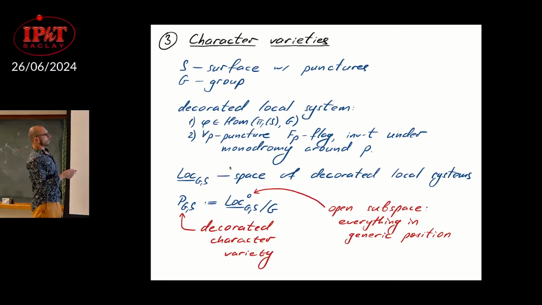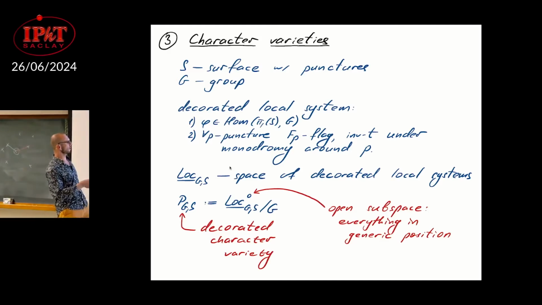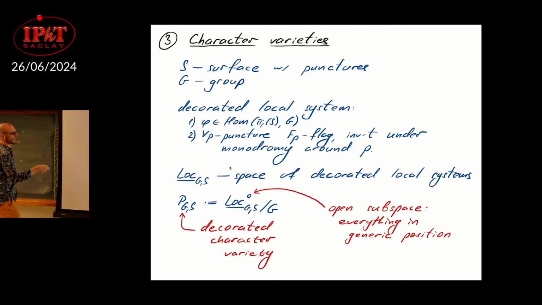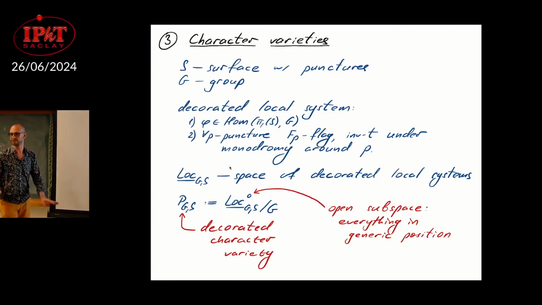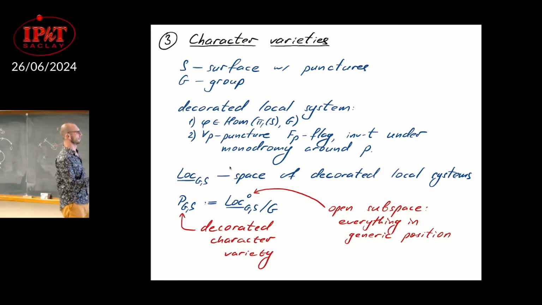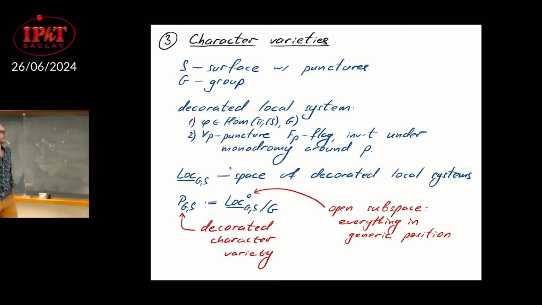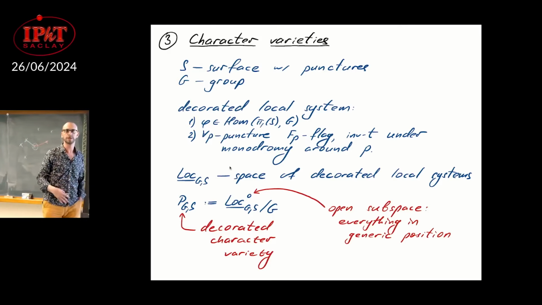Then this Loc_{G,S} is just space of such local systems, and P_{G,S} is a moduli space. So I just take all these local systems and mod out by group. And this little circle here just means that, well, I want this to be a variety, and G has stabilizers when it acts. So I kind of delete all the points where G doesn't act freely, make G act freely, and then get this decorated character variety, this P_{G,S}. Cool, so this variety actually has Poisson structure, so we can quantize it.